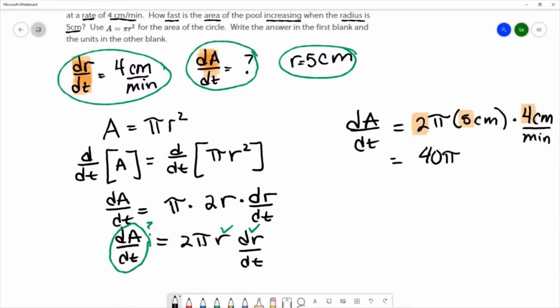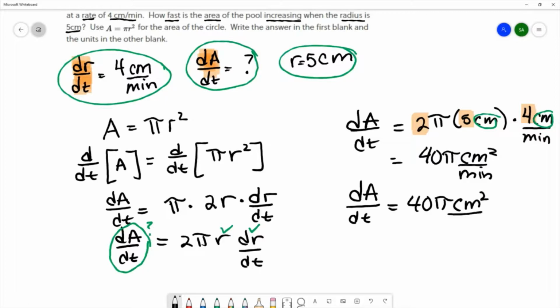And keeping track of the units, I've got centimeters times centimeters. That's centimeters squared per minute. So I have the rate that the area is changing is 40 pi centimeters squared per minute.